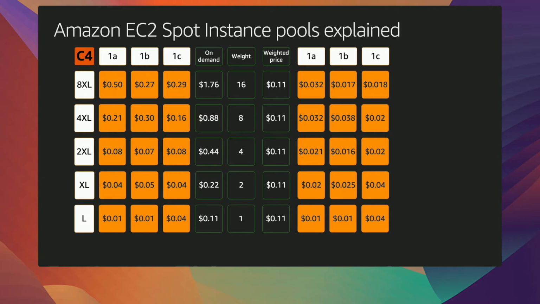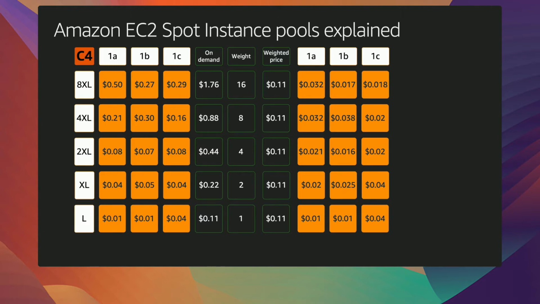For example, if you look there on the right in the 1C availability zone, second from the top, the 4XL is 2 cents per hour, where the one in 1B is 3.8 cents per hour. So this is how the weighting also plays into the factor of picking the cheapest instance to launch based on that cost optimization strategy that we have.